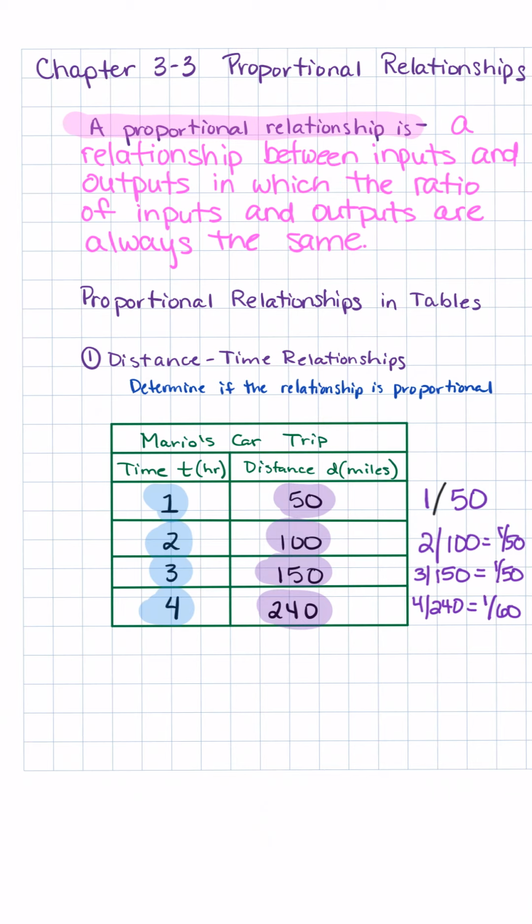That is not, 1 over 60 is not the same as all these, 1 to 50. If it had continued 1 to 50, then the relationship would be proportional. But because we have that next one that says 1 to 60, the ratios are not all the same, so the relationship is not proportional. So our answer is no, they are not all proportional.